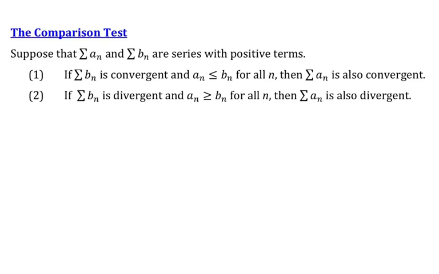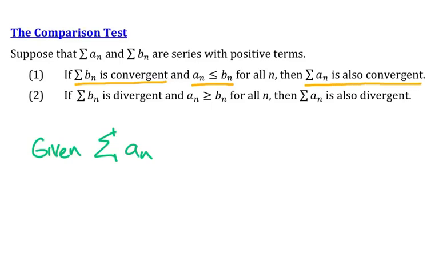And basically what's going to happen is you're going to be given your series A sub n, and you're trying to determine whether that series converges or diverges. And what we'll be doing is, as the name implies, we'll compare it to a series B sub n that we know about. So let's read through the wording of the test. It says, if the series B sub n is convergent and the terms of A sub n are all less than or equal to the terms of B sub n for all n, then the original series we were looking at is also convergent. So there are two conditions we're going to be looking for.